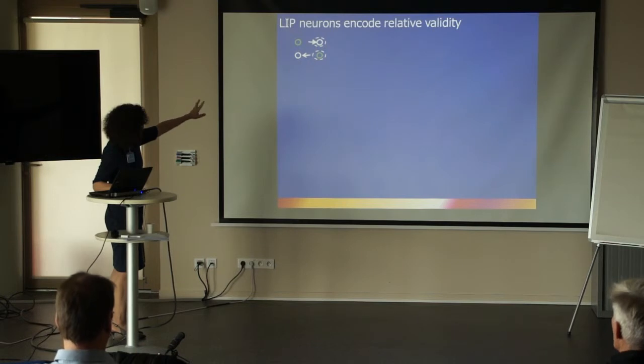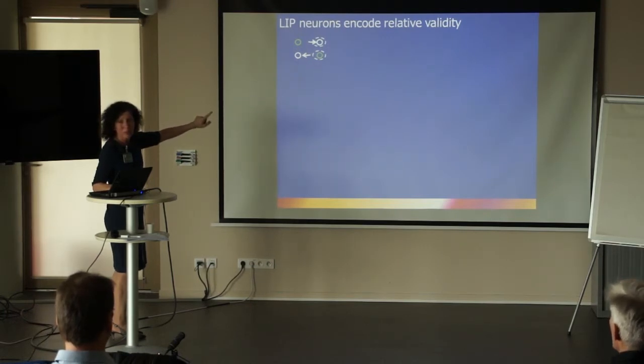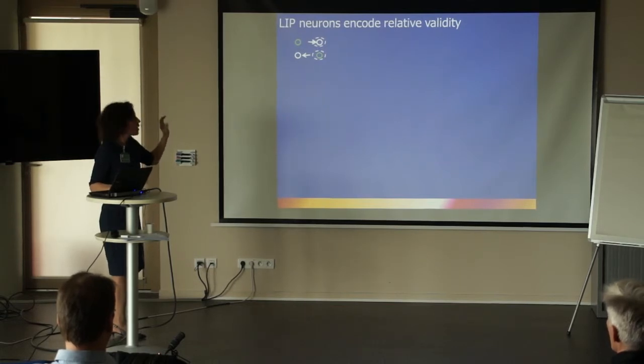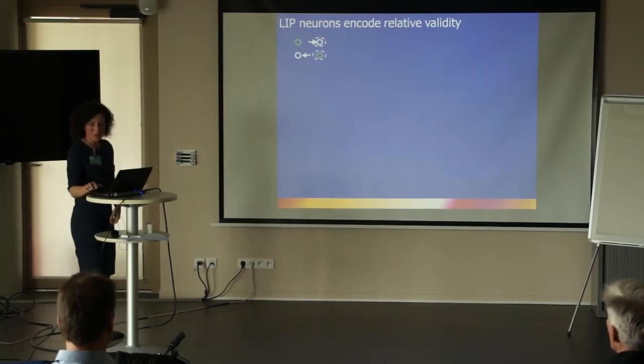So let's say you have 2 cues of 2 different validities. Let's say the white border is the better one. The monkey always makes his eye movement to the better one. But the better one is sometimes in the receptive field of the cell, sometimes it's opposite the receptive field, right? So the direction of the saccade will vary. The monkey's choice is relatively constant.